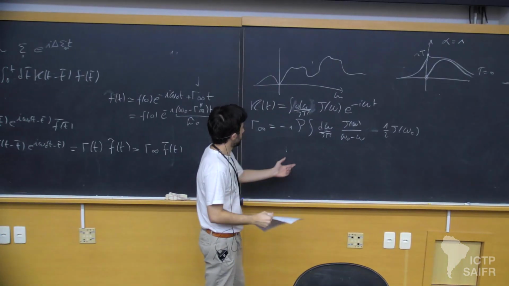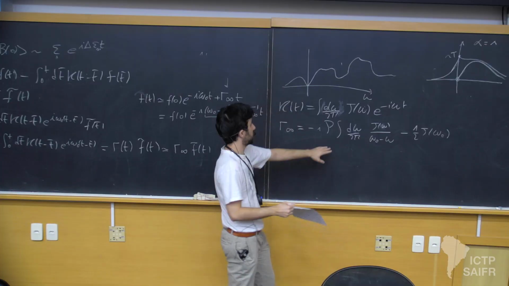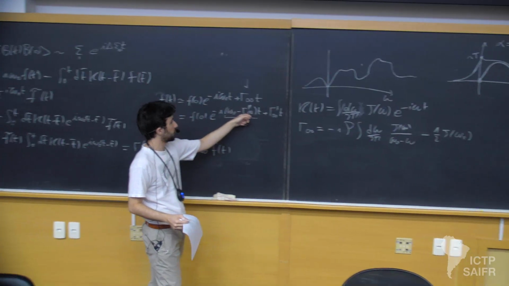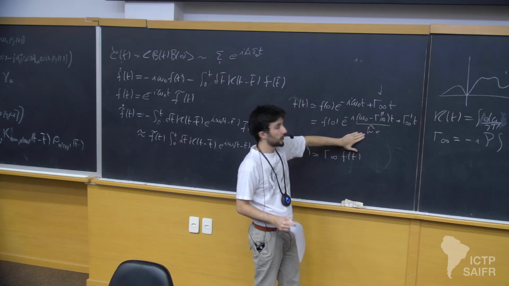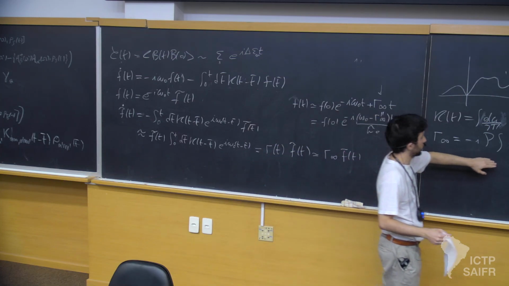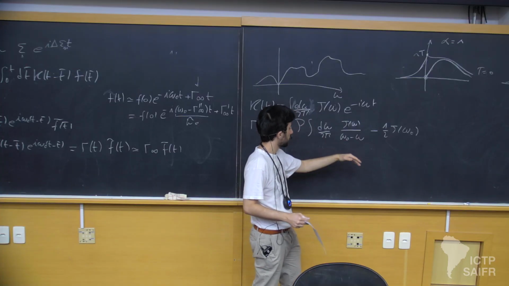So this is the Lamb shift. This is the imaginary part of the gamma, which is just a renormalization of the frequency of the system. And it's the principal value of an integral.